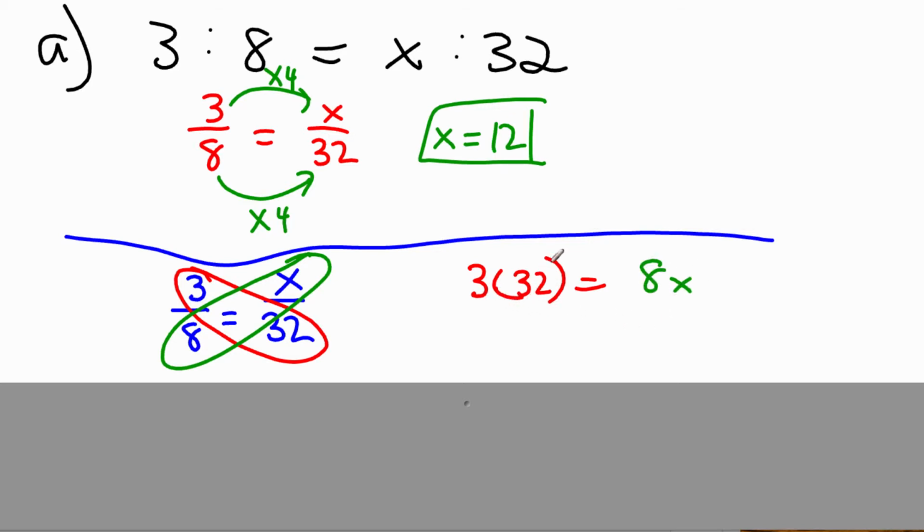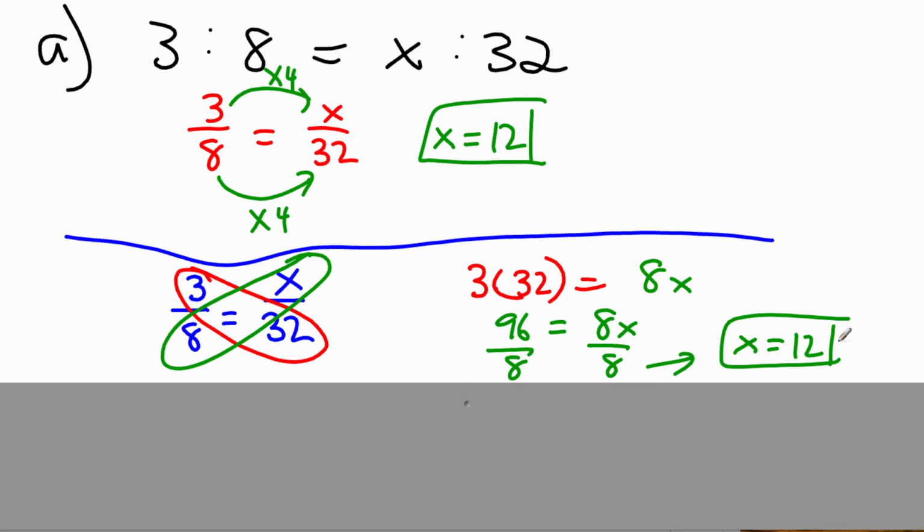And so I have 32 times 3, which is 96. That would have to equal 8 times x. And if I divide by 8, sure enough, I do get x equals 12. So the cross multiplication method is a convenient way to figure out missing numbers in a proportion if it's not obvious what you're multiplying numerator and denominator by in your question.